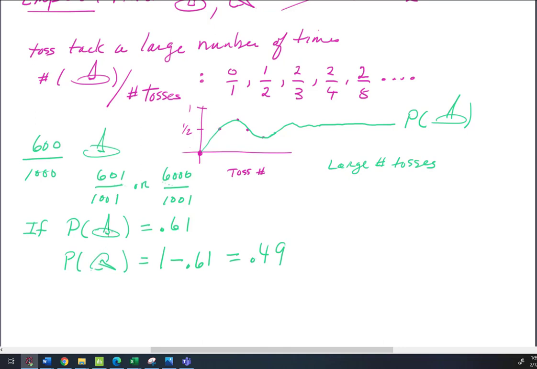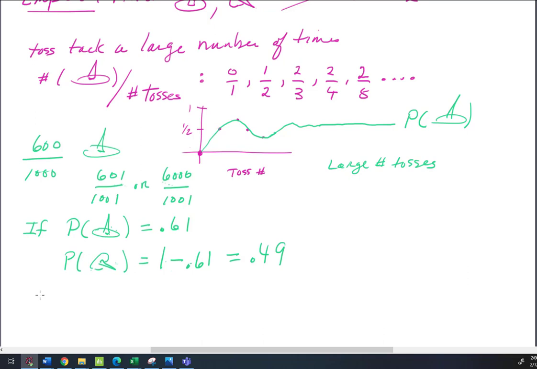And this is called the law of complements. I'm going to say that again: the probability of an event and its complement. What happens if this doesn't happen? That's the complement. These two are always related by P of A, and 1 minus P of A is the probability of the complement. So we'll hit that again later, but that's the law of complements.